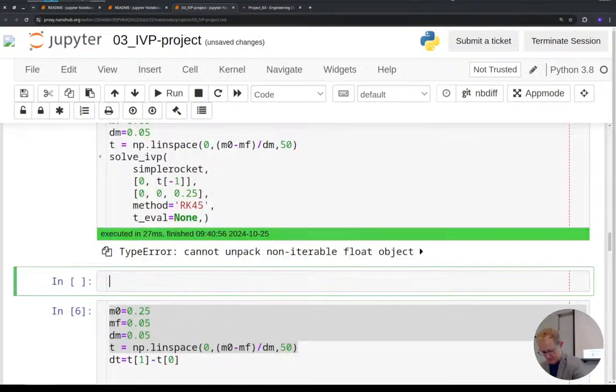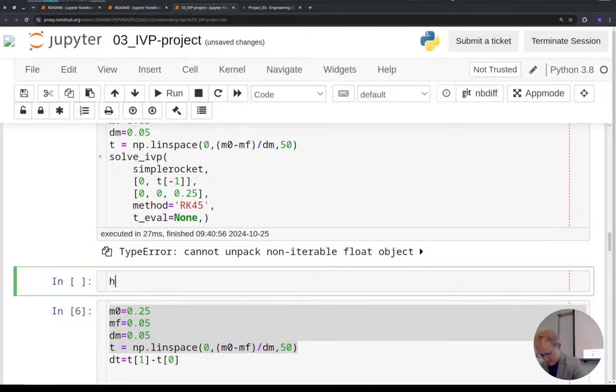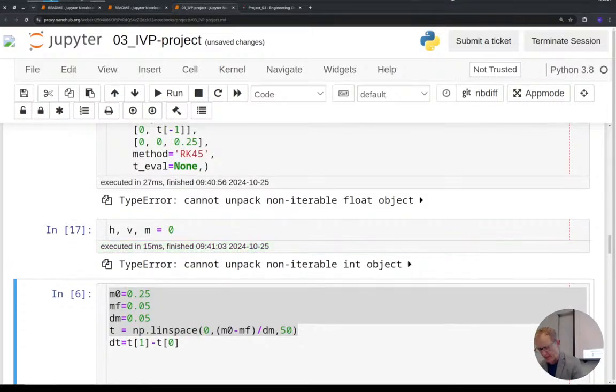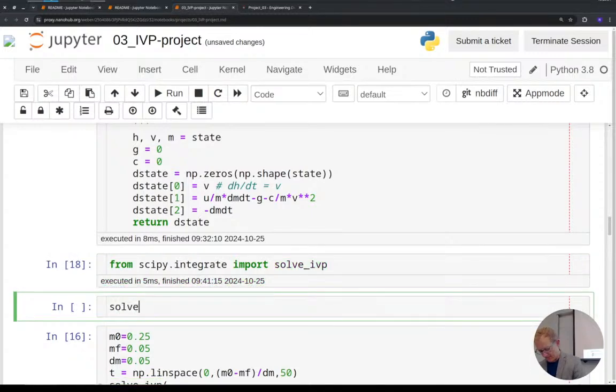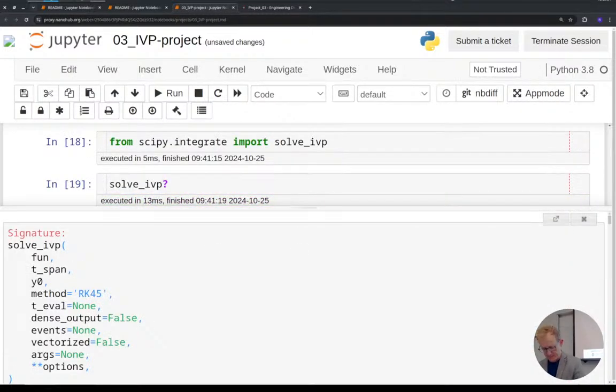I can't say that HVM equals 0. Actually, yeah, I'm reproducing the same problem. Now it's telling me that it's an integer, but it's like, well, what the heck, solve IVP? You were supposed to make my life easier, but you're just making things harder.